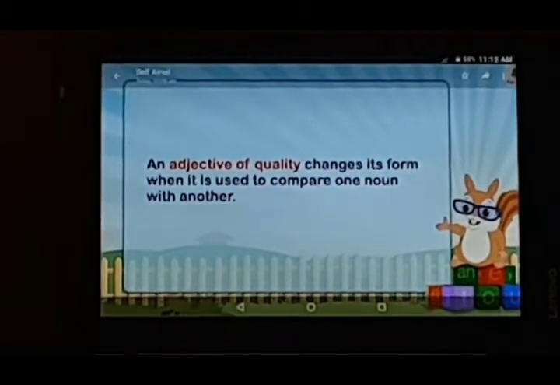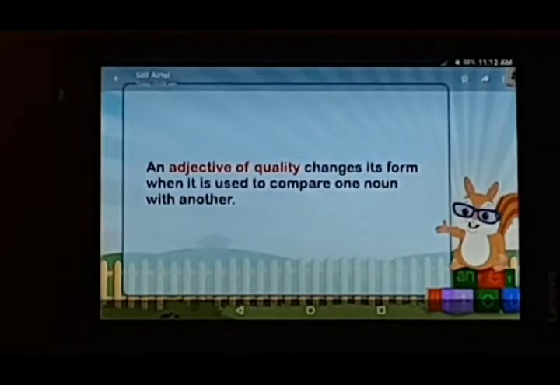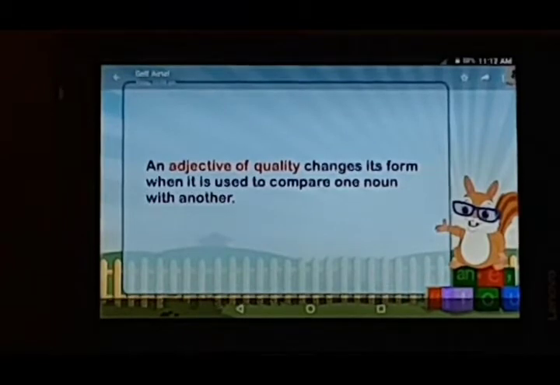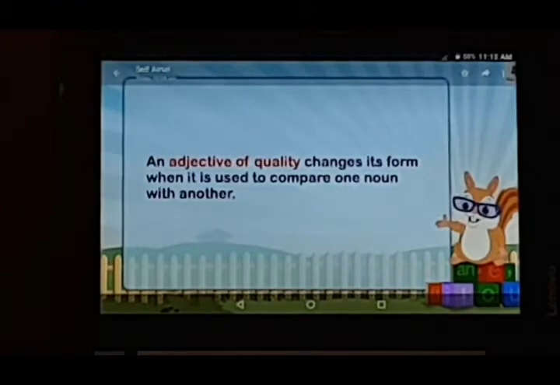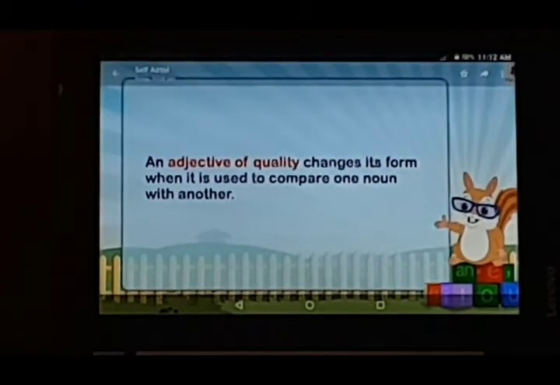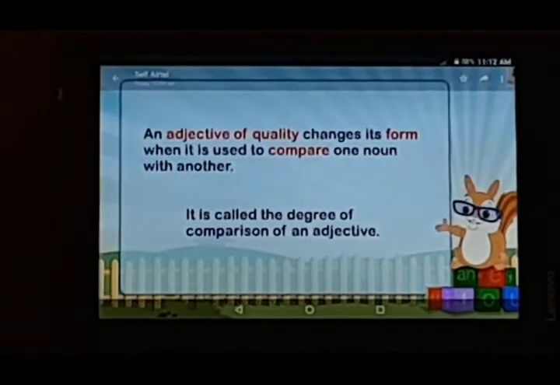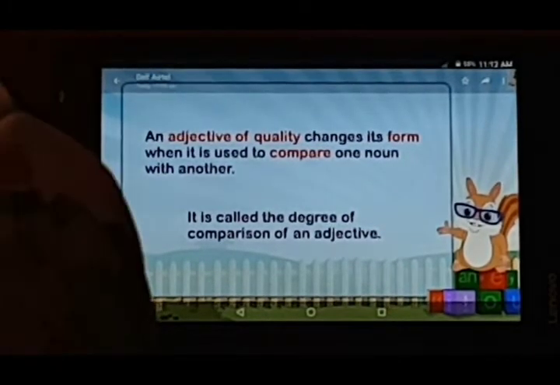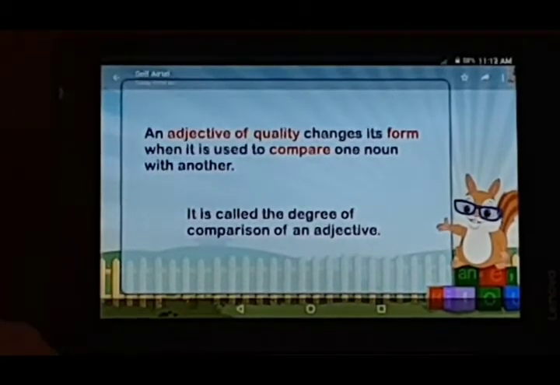An adjective of quality changes its form when it is used to compare one noun with another. What is important here is that the first word, the adjective, changes its form, and there are some specific rules for that. But first let us go to the degrees. What are these degrees of comparison? An adjective of quality changes its form when it is used to compare one noun with another. It is called the degree of comparison of one adjective.